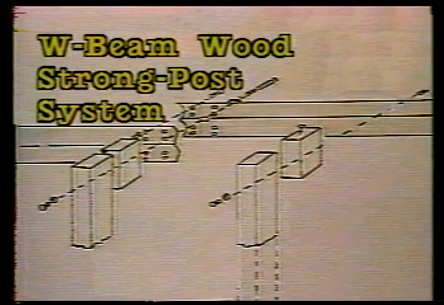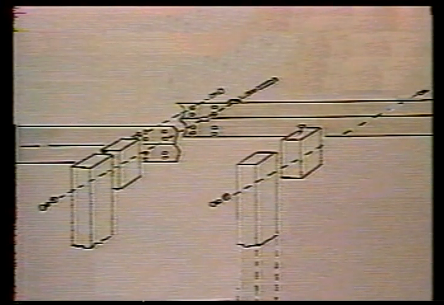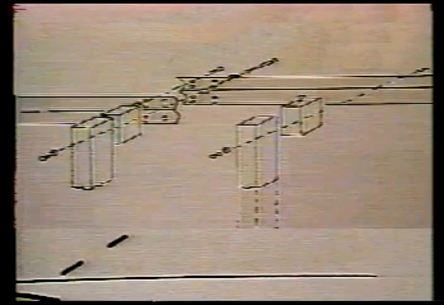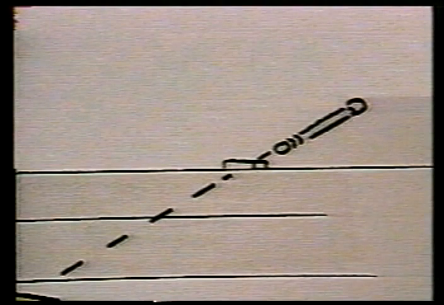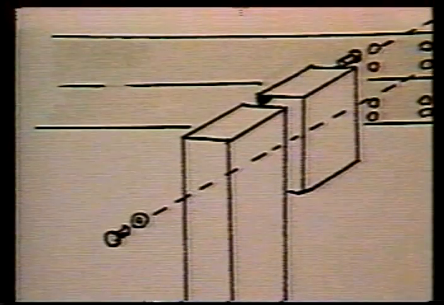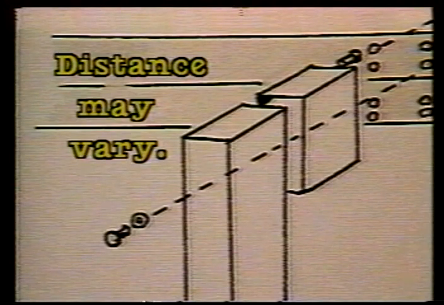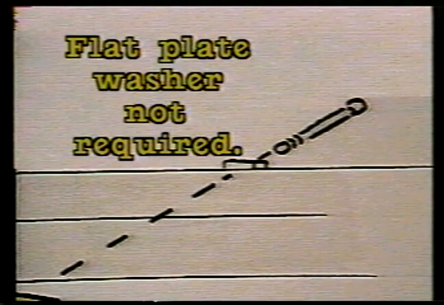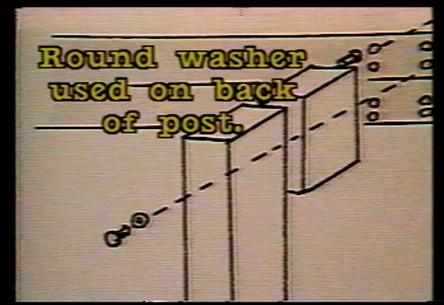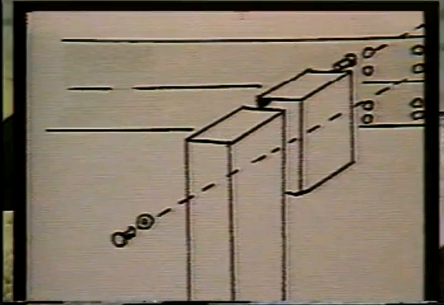In the W-beam wood strong post system, the same type of rail, a 12-gauge W-beam, is carried on wooden posts and is blocked out. While similar to the steel strong post system, there are important differences. First of all, the rail is connected by a single 18-inch bolt that passes through the blockout and the post. This bolt is much longer than the one used in the steel post system. Distances from the top of the blockout to the top of the post may vary from state to state. Previously, a flat plate washer was used on the face of the rail. However, experience has shown that this washer is not needed. A round washer is used under the nut that fastens the bolt to the back of the post.